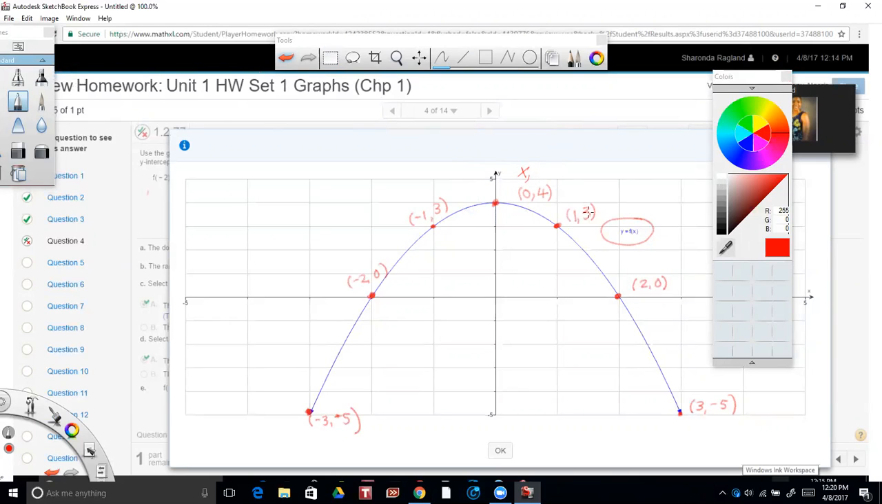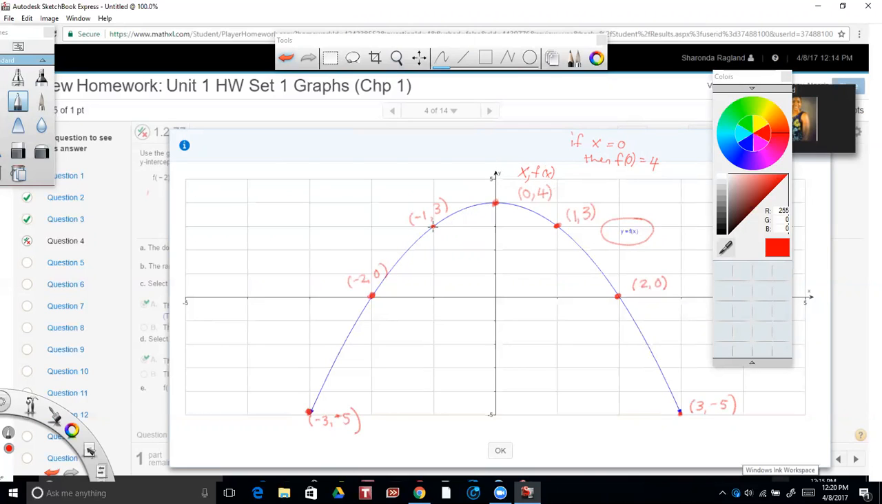But since we're dealing with a function, y is equal to f of x. So this is my f of x value. Basically that means if x is equal to 0, then f of 0 is equal to 4. That's all it means. It's just the y coordinate. And this would be a y-intercept because it's on the y-axis.